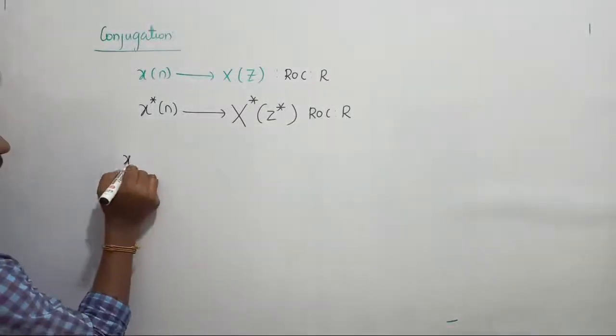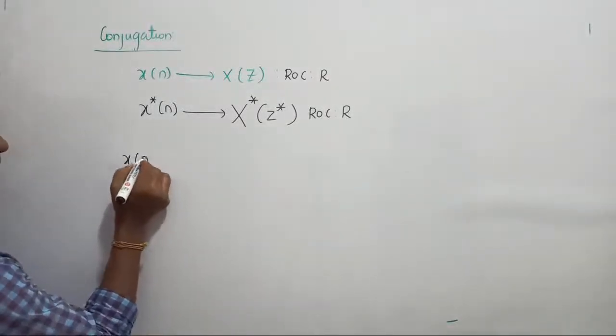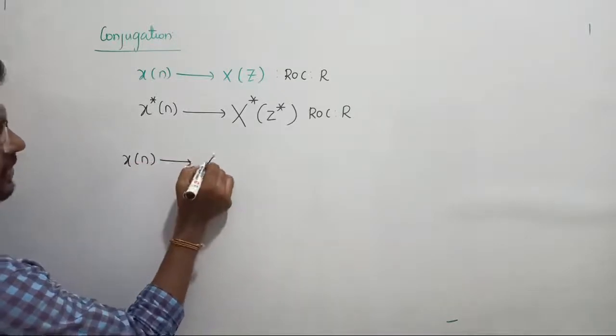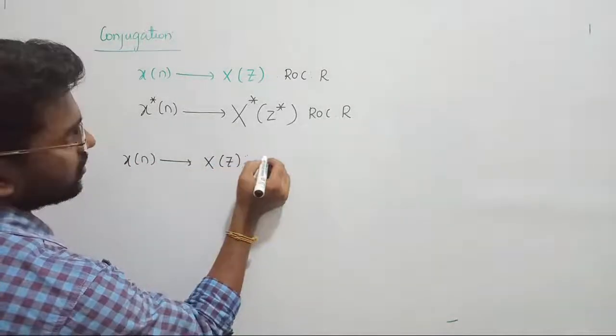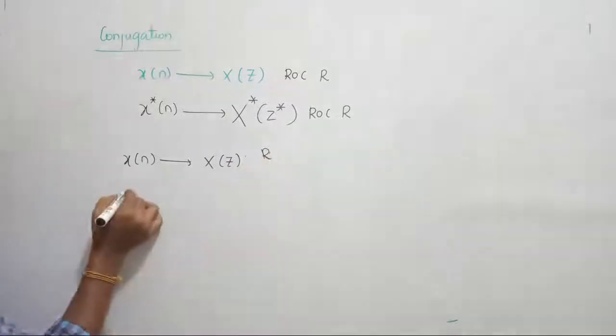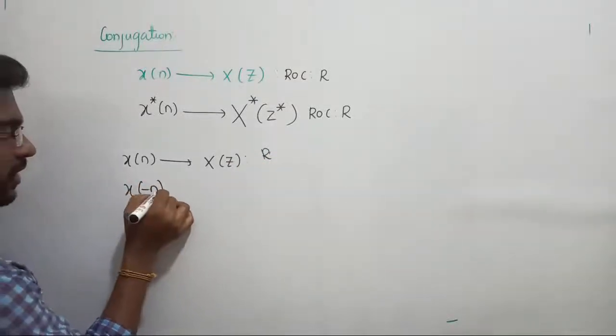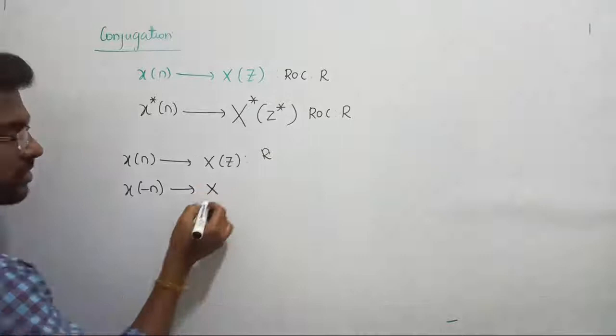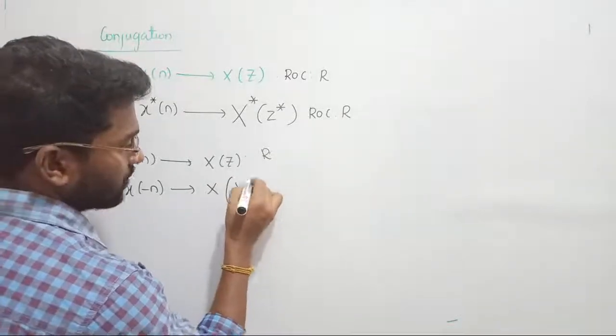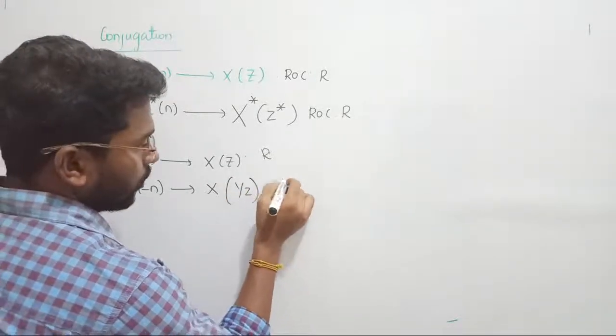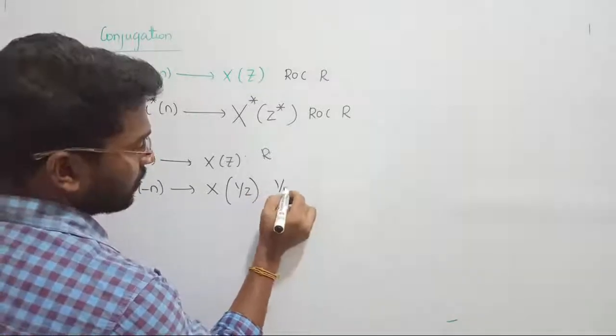We saw that for x of n, its corresponding transformation is X of z, and its region of convergence is going to be R. Now, if I have x of minus n, then its corresponding transformation is going to be X of 1 by z. Clear? At the region of 1 by R. And I said this region of convergence is also going to be reversed.